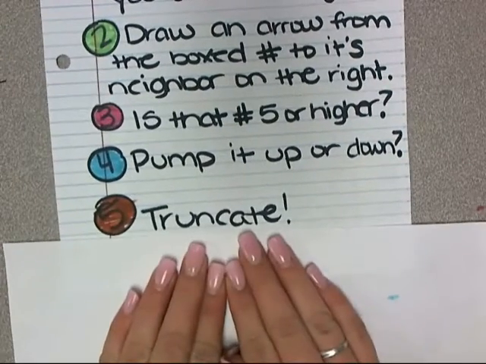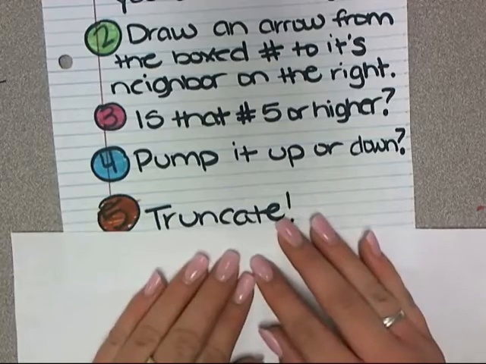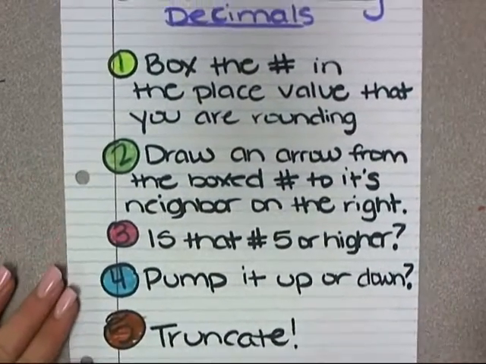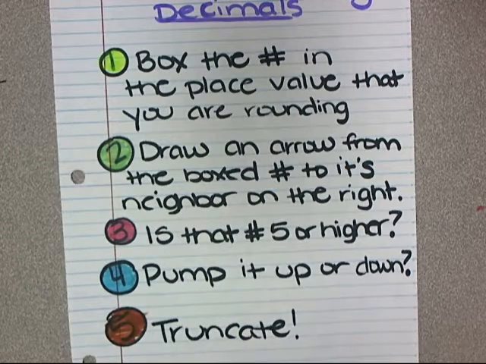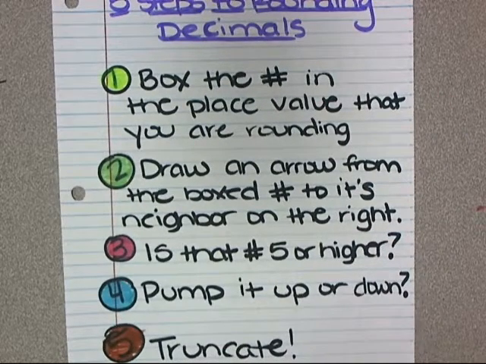The last one is truncate, which means to clear out, put the zeros at the end, and that's basically the 5 steps. So go ahead and pause the video and write down these 5 steps for rounding decimals. Okay, now we're going to move on.